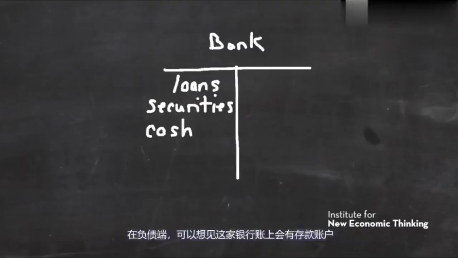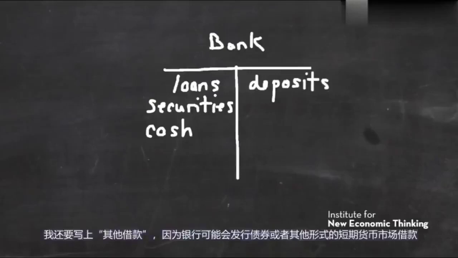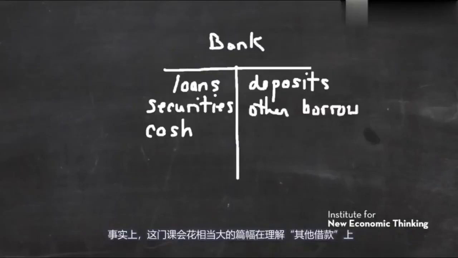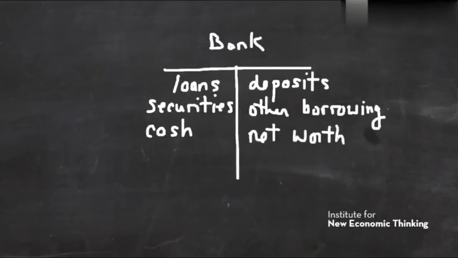And on the liability side, you can think of this bank as having deposit accounts, and I'm going to put in other borrowing, because they might be issuing bonds or other kinds of short-term money market borrowing. In fact, that's going to be a very big part of this course, understanding other borrowing. And then a balancing item here, net worth. Okay, this is what the balance sheet of a generic bank sort of looks like.